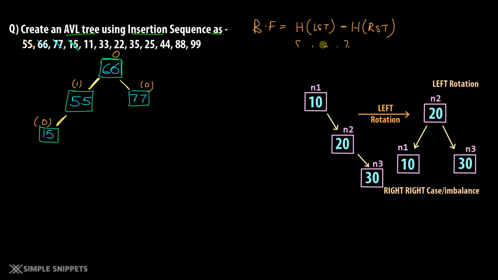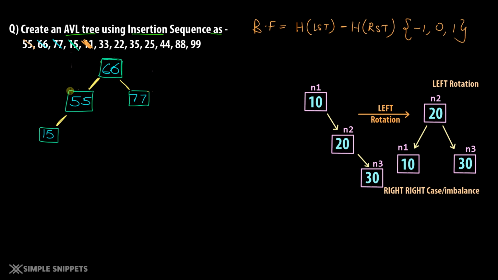So all these numbers are well in our accepted range. Let me just write it over here again. The range has to be minus 1, 0 and 1. So hence it is still an AVL tree. So we don't need any rotations. Let's proceed further. Alright, let's insert 11.